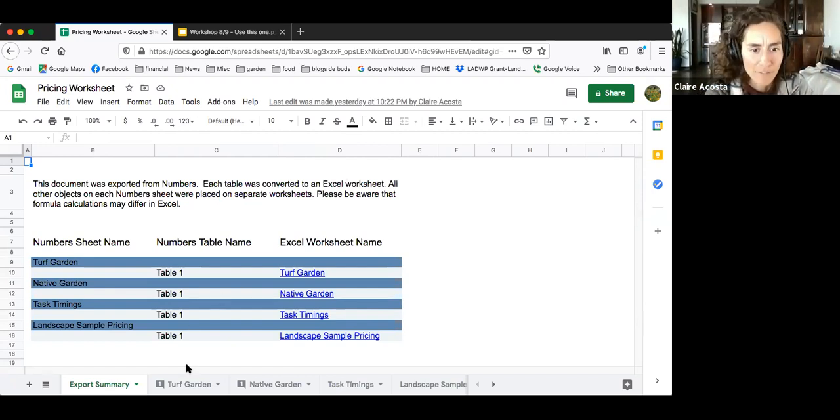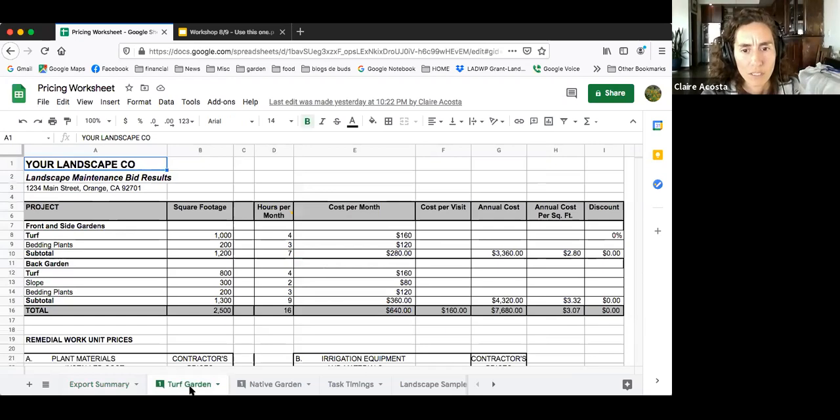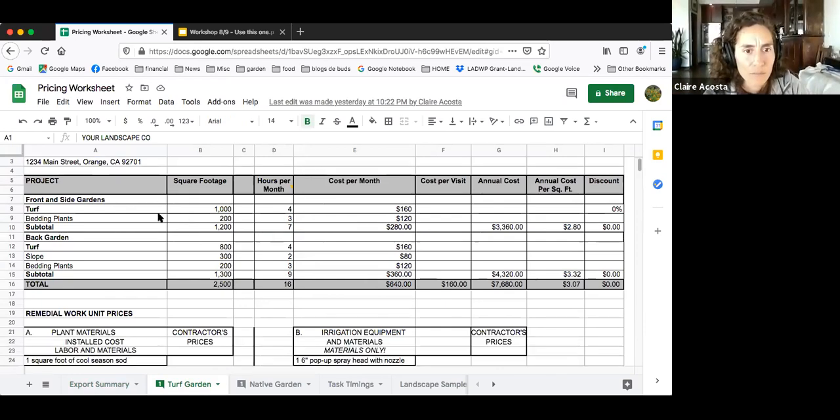We have a couple different tabs down here, the turf garden and the native garden, just to have a side by side so you can think about how these two different gardens look. So I'm going to walk us through the two of them. This is just an example landscape maintenance bid.